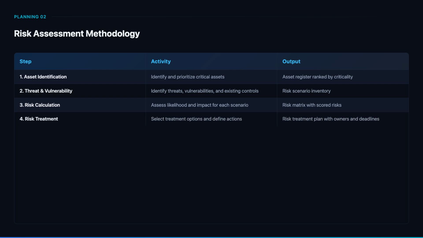Step 4 is risk treatment. For each unacceptable risk, you choose a treatment option: avoid, reduce, share, or accept, and assign an owner, action, and deadline. The output is a risk treatment plan that drives your implementation.